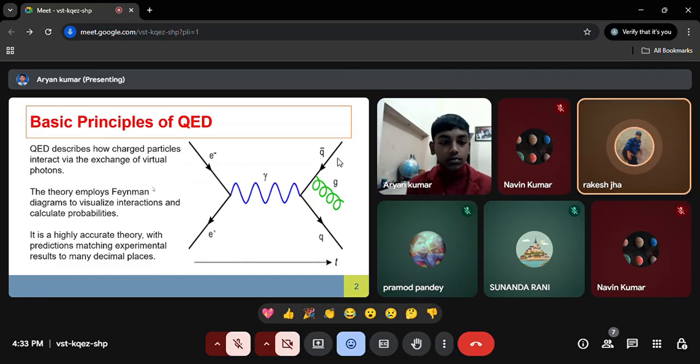Okay, Aryan. Basic principles of quantum electrodynamics. QED describes how charged particles interact via the exchange of virtual photons. The theory employs Feynman diagrams to visualize interactions and calculate probabilities. It is a highly accurate theory with predictions matching experimental results to many decimal places.